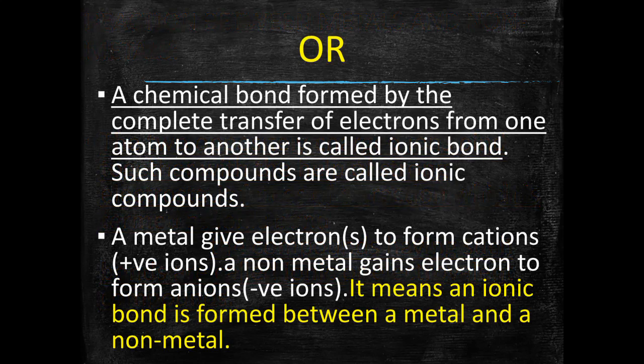Well, we can give another definition. A chemical bond formed by the complete transfer of electrons from one atom to another is called ionic bond. Such compounds are called ionic compounds. Metals lose their electrons to form positive ions called cations, and nonmetals gain these electrons and acquire a negative charge, called anions. So this means ionic bond is formed between metals and nonmetals.